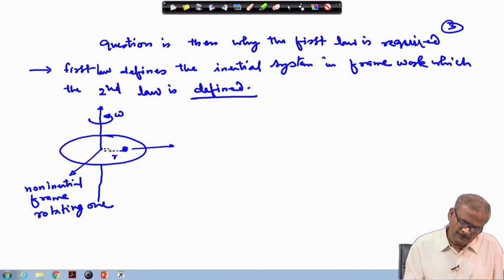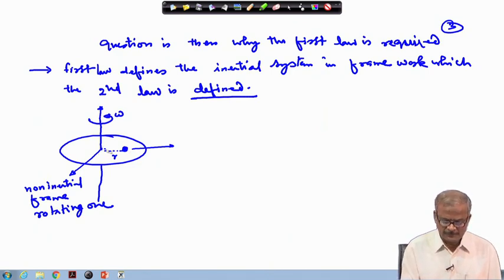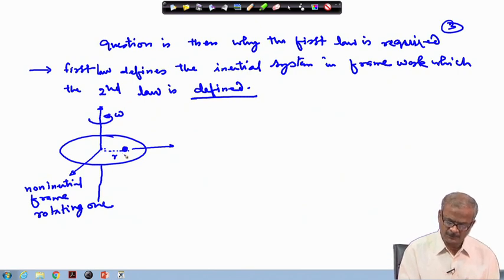If your particle is here, it will slide out, meaning apparently you are not applying any force, there is no external force acting on this particle, but still the motion is present. And if you consider the same thing in this rotating system and apply the second law, then you will be in error, because the second law is not valid for a non-inertial system. For that you need an inertial reference frame, only then can you apply it.